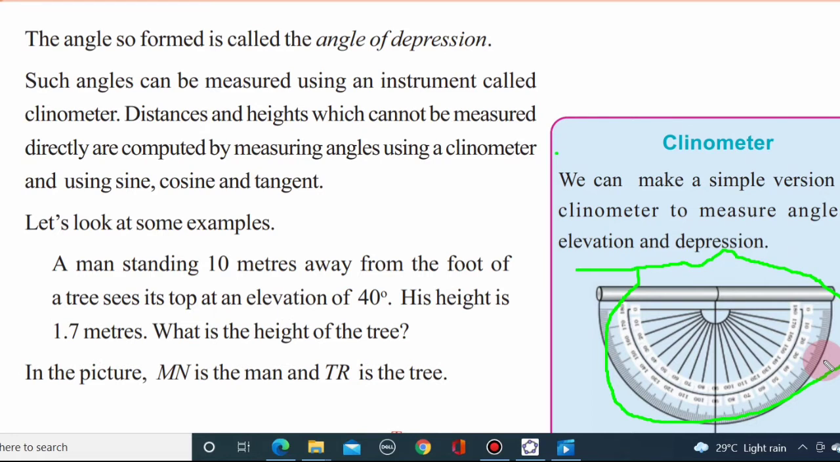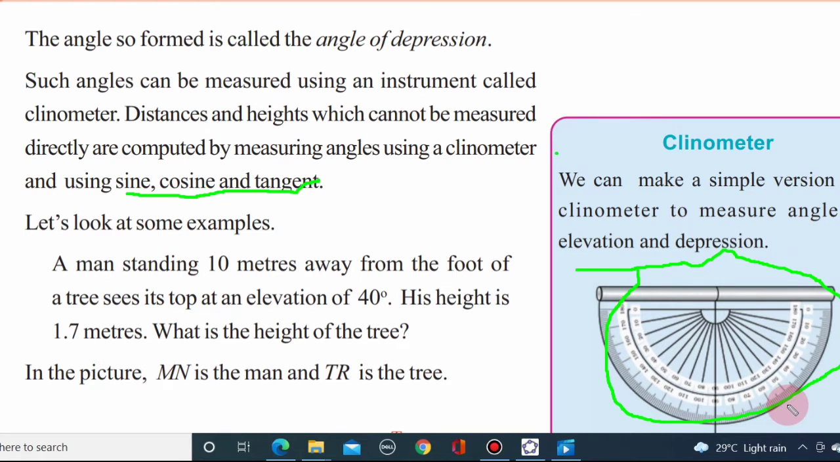So, distances and heights which cannot be measured directly. See children, can we measure the height of a hill or the height of a big tower? No, it is not possible to measure using a tape or scale, right? So in such cases, we make use of this clinometer to find the angle of depression or angle of elevation. Using that angle and by taking the sine, cosine and tangent values, we can calculate the heights and distances. So let us do some problems based on this idea.